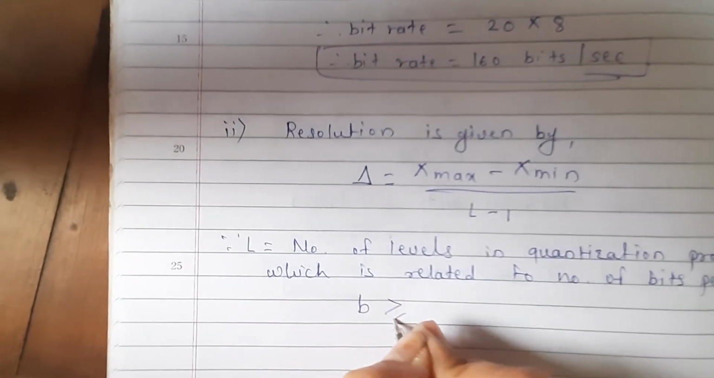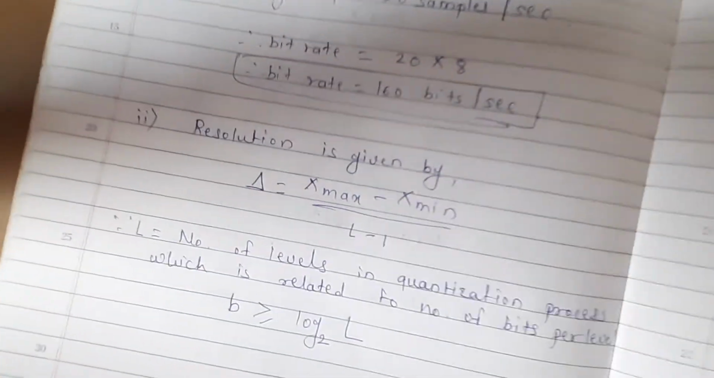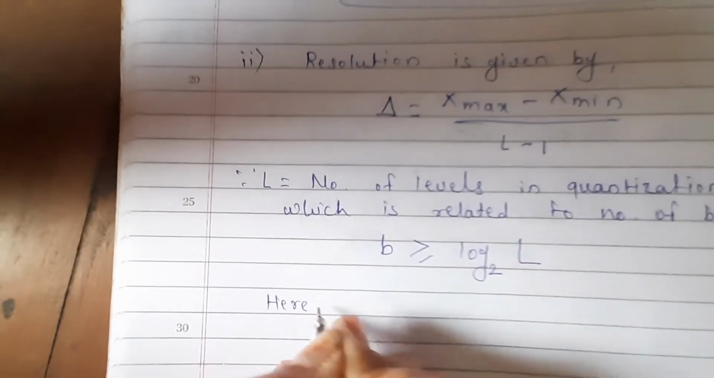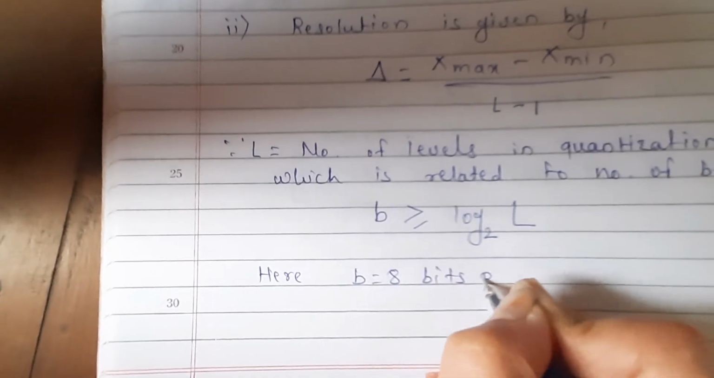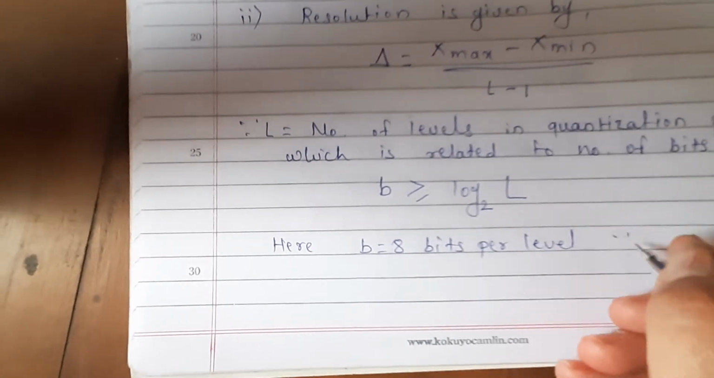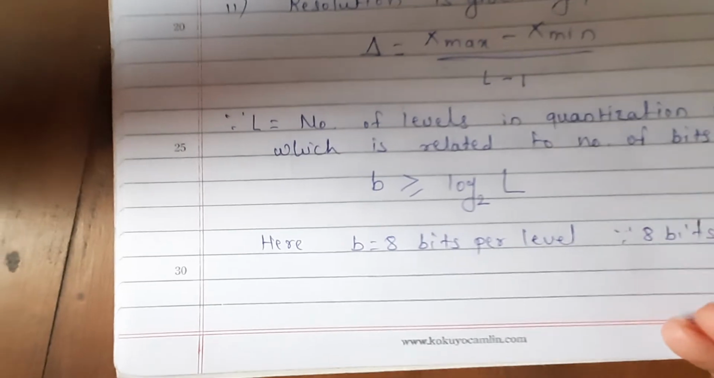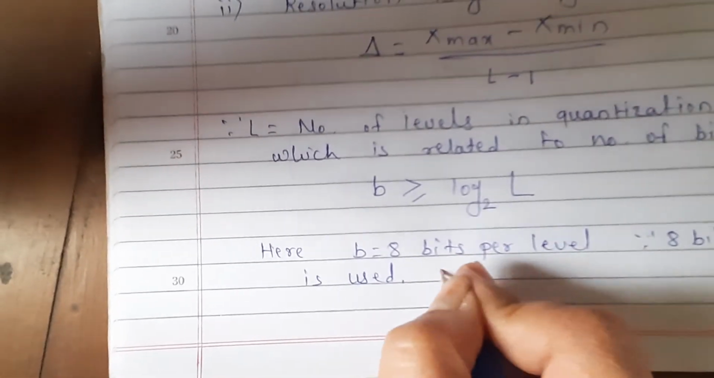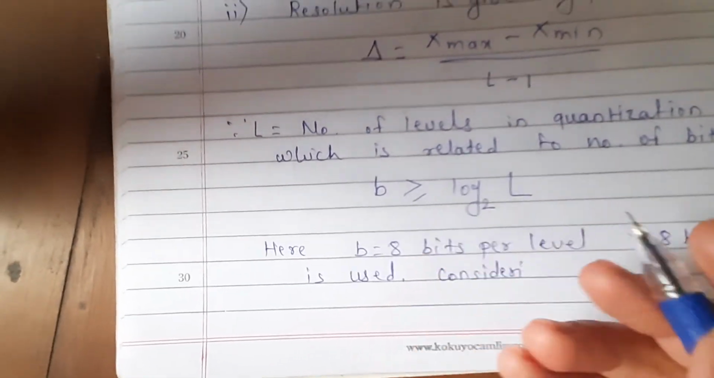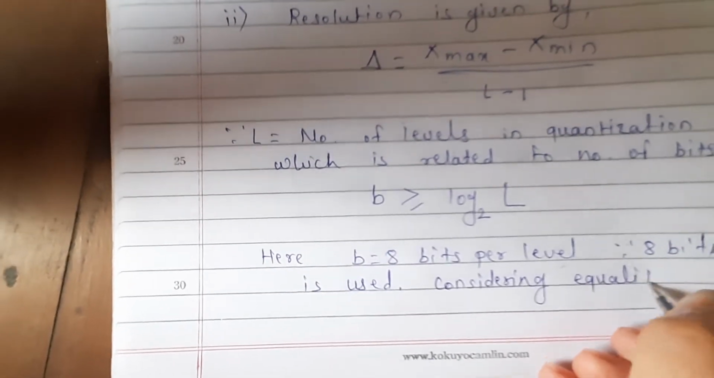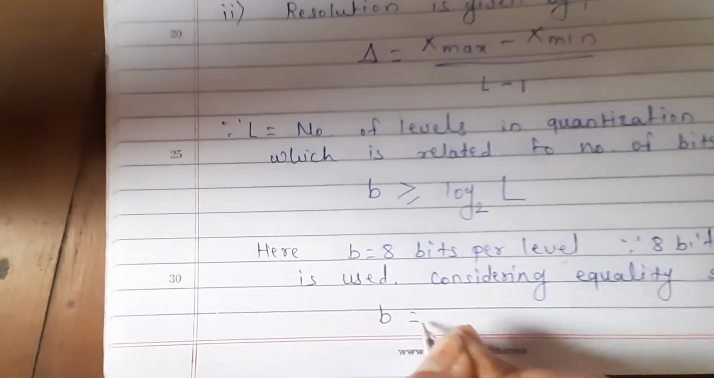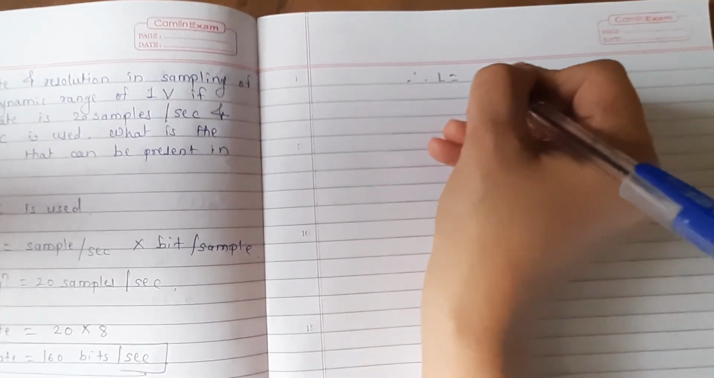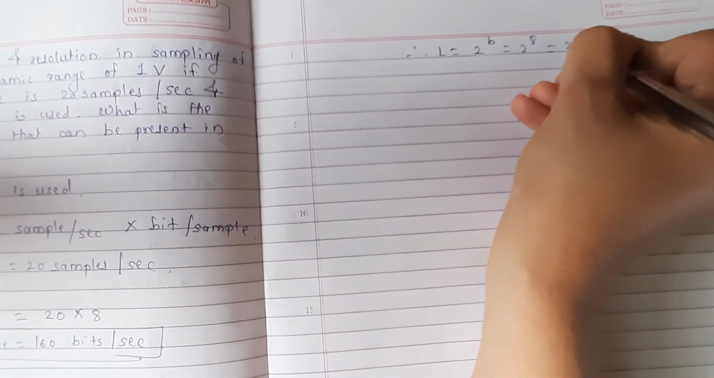and it is given by B must be greater than or equal to log to the base 2 of L. Now here how many bits are given? 8 bits are given. So here B is equal to 8 bits per level, since an 8-bit ADC is used. So considering the equality sign, B is equal to log to the base 2 of L. Therefore L is equal to 2 raised to B, 2 raised to 8, that is 256.